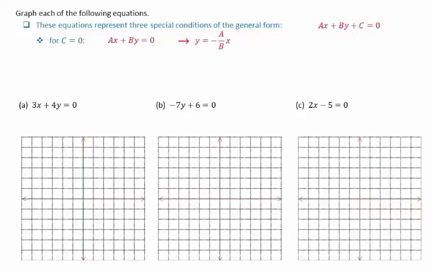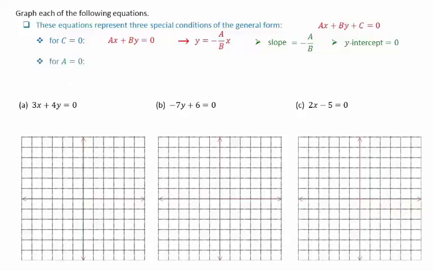If we isolate the y, subtracting ax from both sides and then dividing by b, we get y equals negative a over b x. Note this corresponds to an equation in slope-intercept form, y equals mx plus b, where the slope is equal to negative a over b, and the y-intercept is 0. So an equation in general form with c equals 0 represents a line passing through the origin.